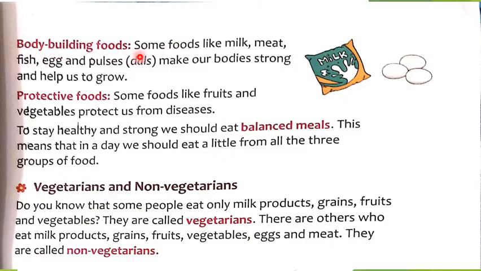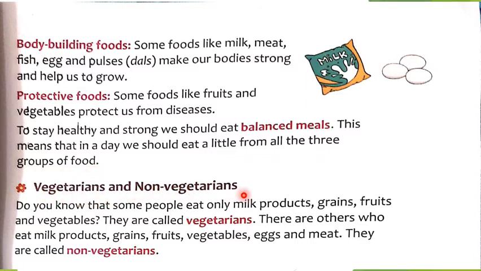Body building foods. Some foods like milk, meat, fish, egg and pulses, dals, make our bodies strong and help us to grow. Next, protective foods. Some foods like fruits and vegetables protect us from diseases. Now, to stay healthy and strong, we should eat balanced meals. This means that in a day, we should eat a little from all the three groups of food.